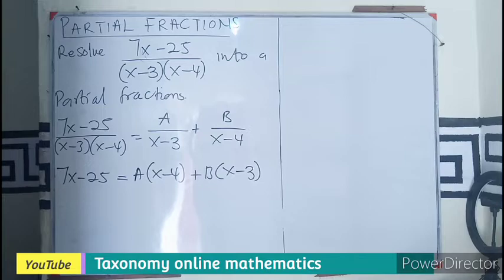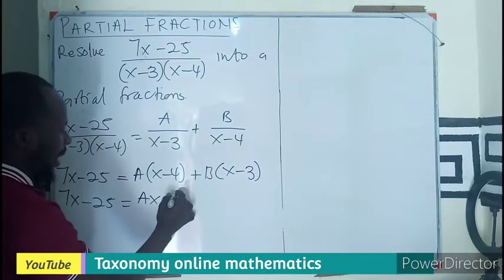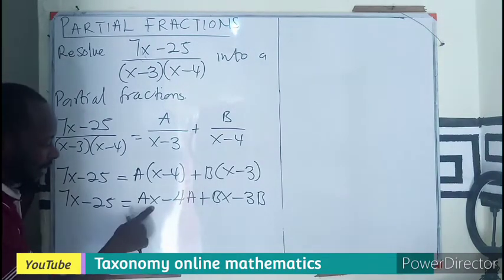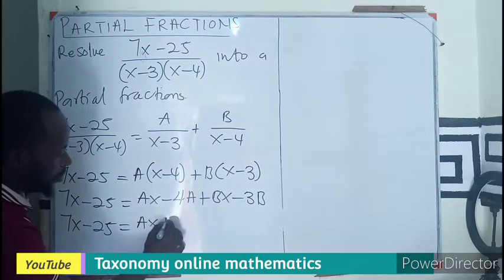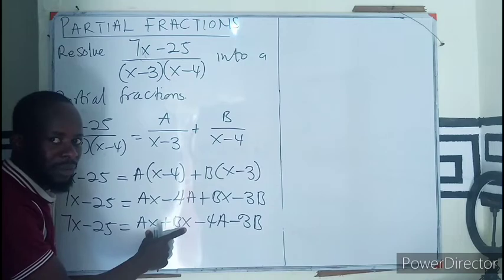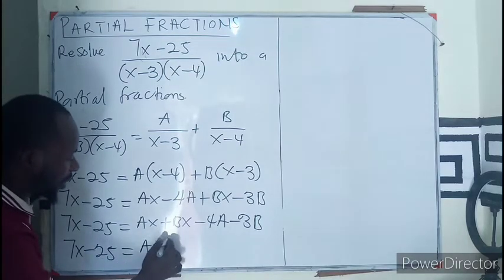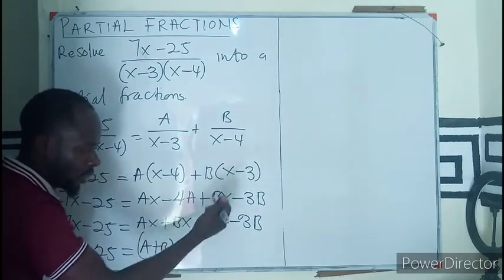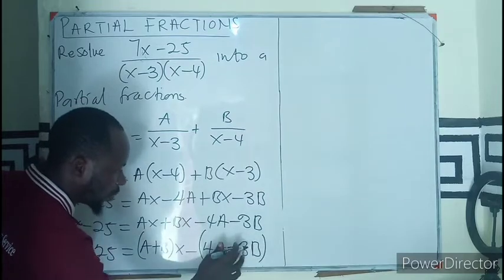So we can try to open this bracket to have 7x minus 25 equals Ax minus 4A plus Bx minus 3B. What can we do? I can see x, then constant. So let's do that. 7x minus 25 equals Ax plus Bx minus 4A minus 3B. Since I have x, I can bring out what we call a common factor. So 7x minus 25 equals A plus B multiplied by x. Then for this, there is no common factor, so we leave it as minus 4A minus 3B, or into bracket this way.